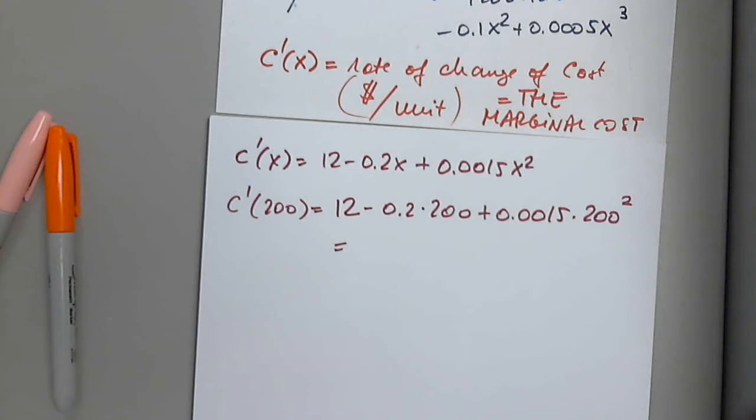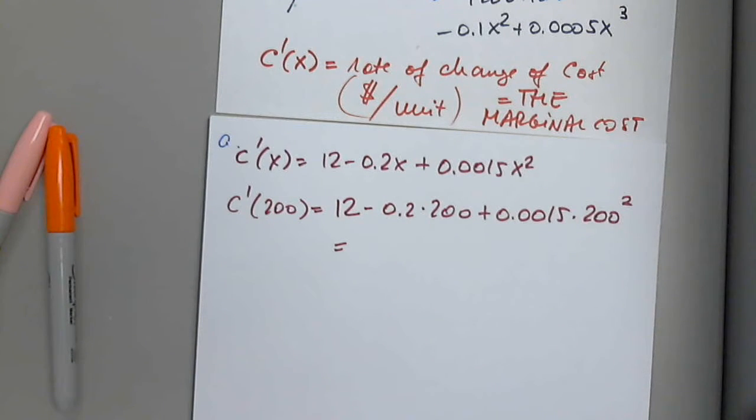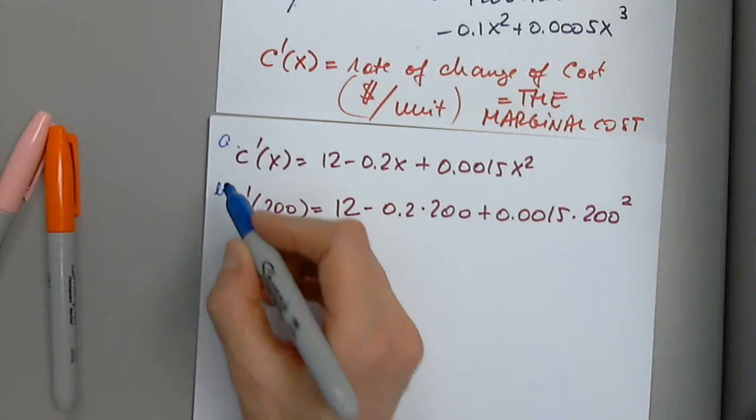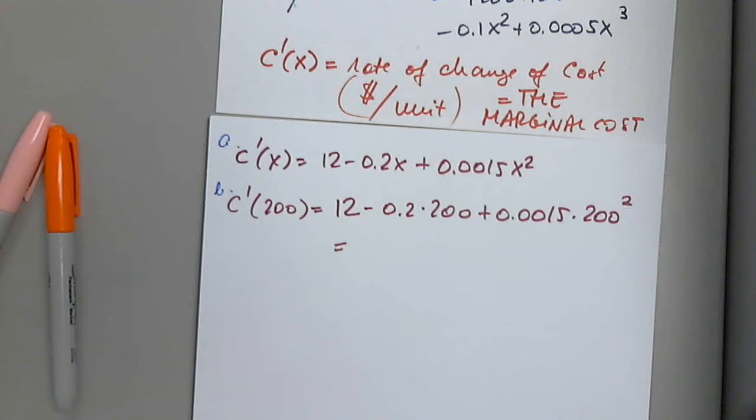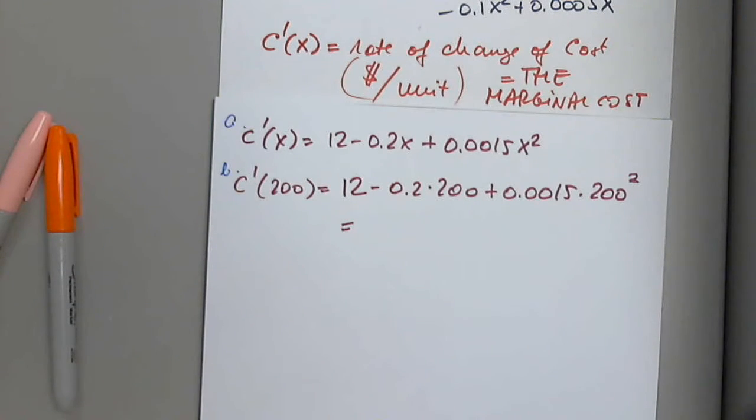So in part A, we determined the marginal cost. In part B, we're asked to find C prime of 200. Okay, so this is part B. C prime of 200. And I trust you, whatever you give me, I'll put it in. But please make it exact and accurate. Can anyone give me this number?